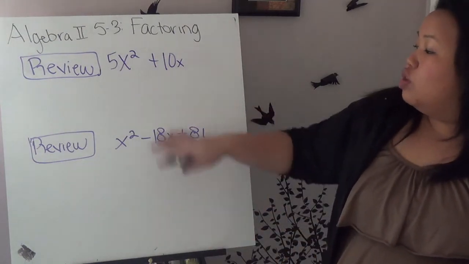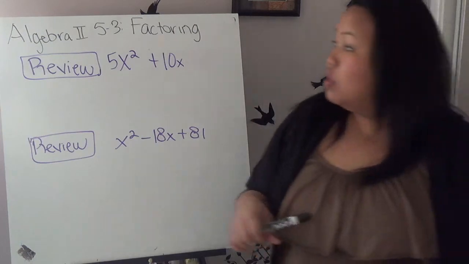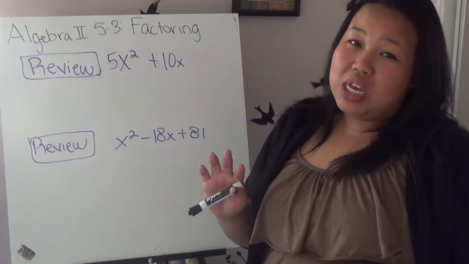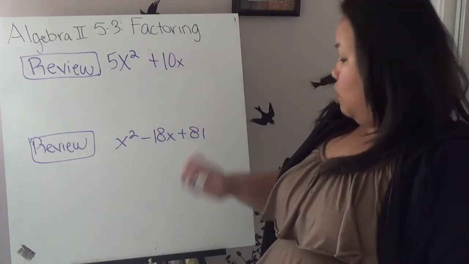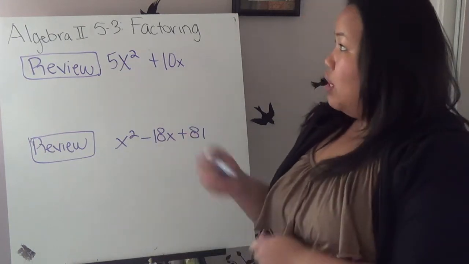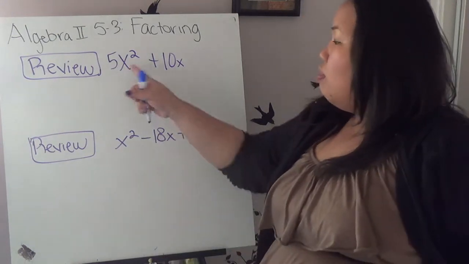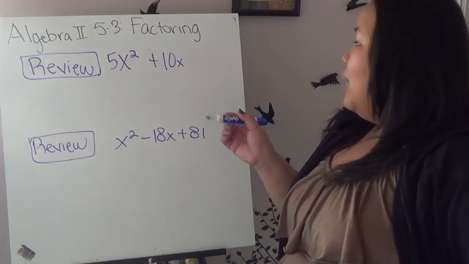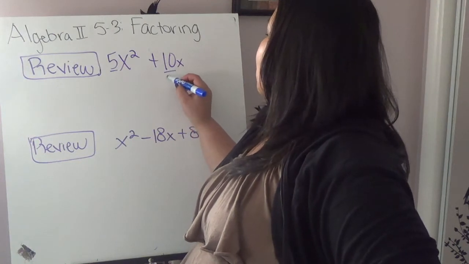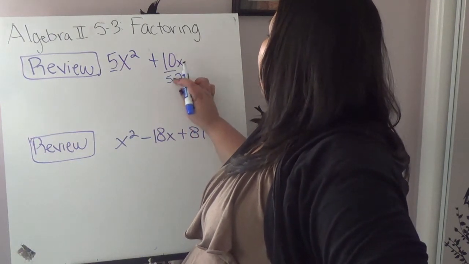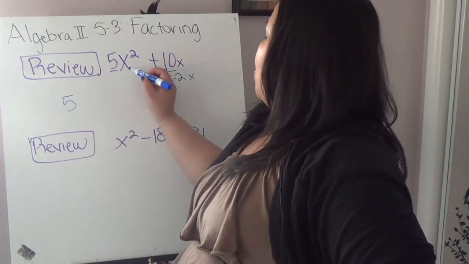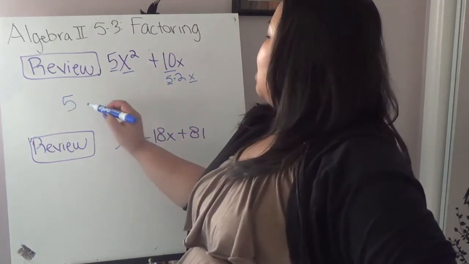Now reviewing, there's multiple types of factoring that you'll see, but this one is a familiar one. This is a binomial, so it has only two terms. What to do here is I take out what they have in common. So basically, 5x squared plus 10x is the same thing as 5x times 2x. They both have a 5 that I can take out, and they both have an x that I can take out.